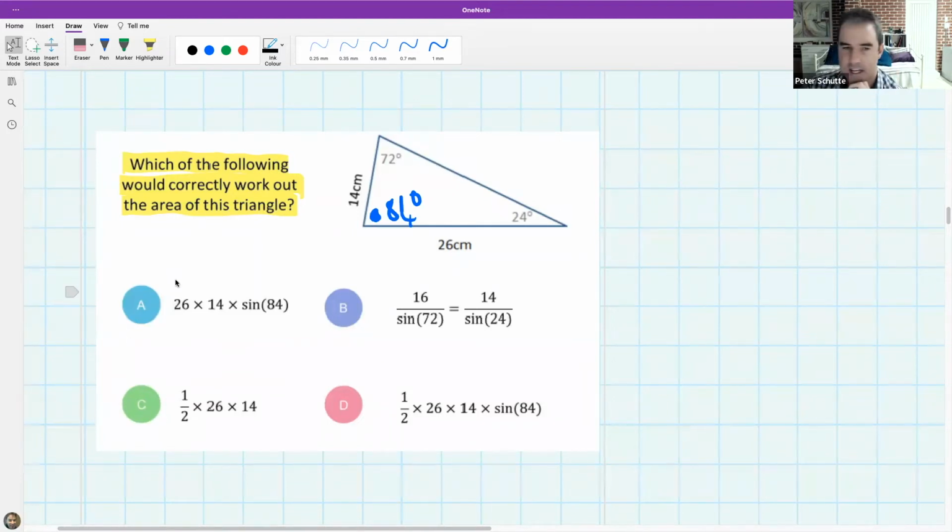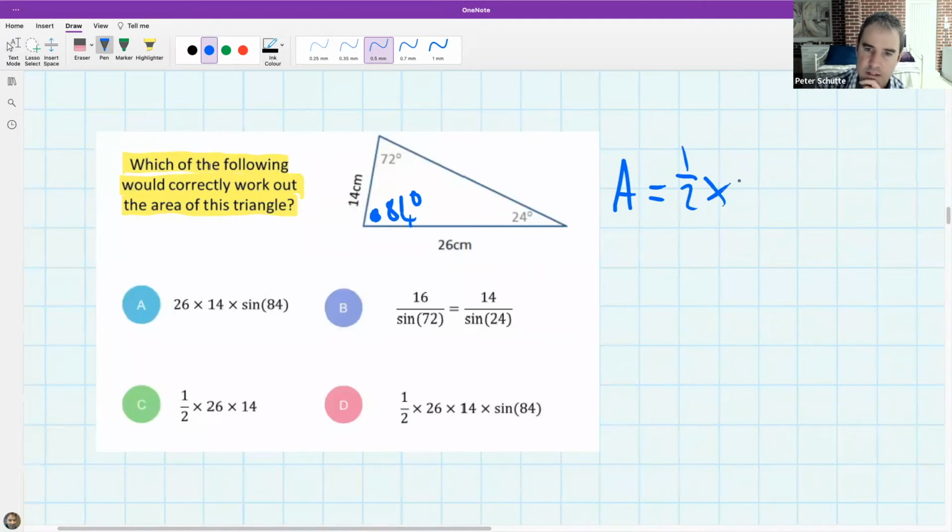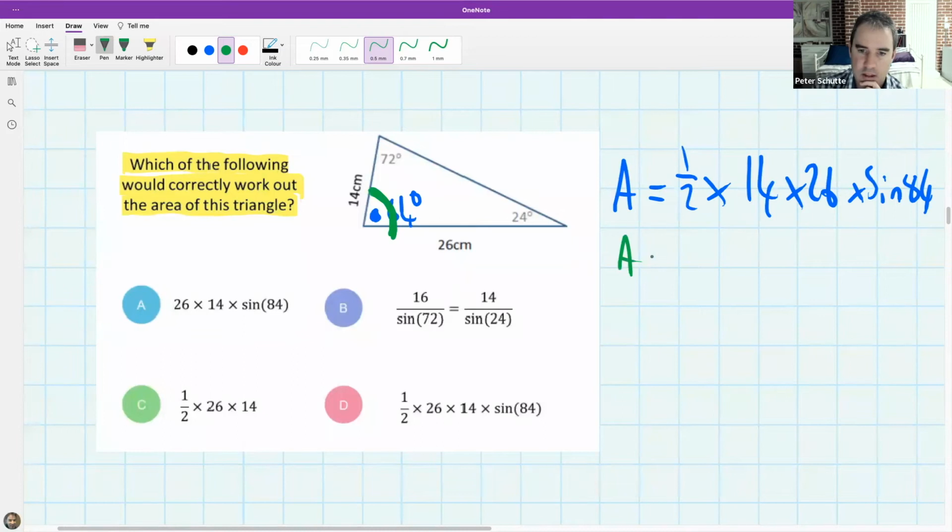So I think a couple of people are coming through. I was thinking the area should be a half times 14 times 26 times the sine of 84. And that's where Madeleine's tip came in so handy, because I know I need the angle between the two sides. And so what do we get if we do that? Which of the options do we think will fit with that?